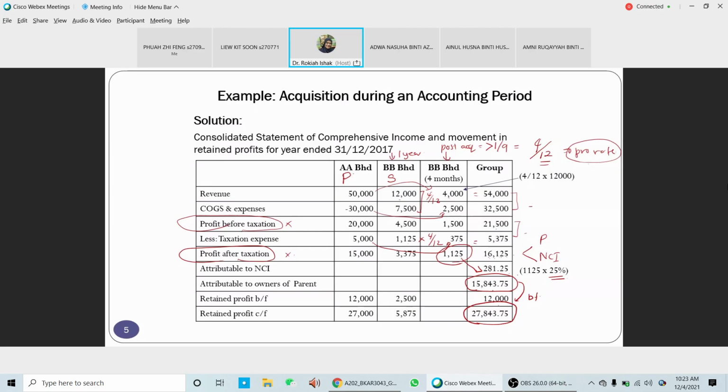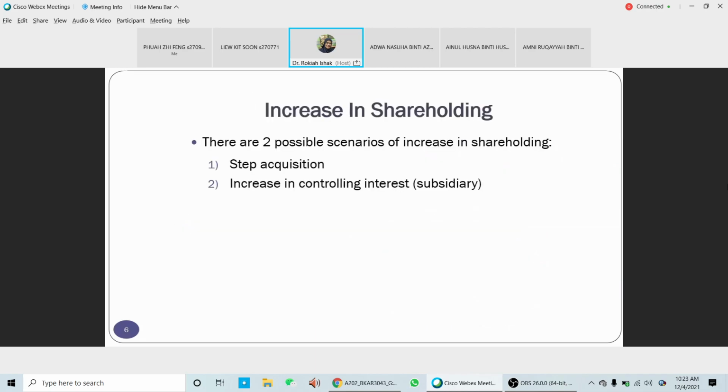Okay, so the next one we have is the increase in shareholding. For the increase in shareholding here, we have two scenarios that make an increase in the shareholding. The first one is step acquisition. In step acquisition, you start with maybe 10%, and then you add another 20%. It now becomes 30%, not yet control, and then you add another 30%. So now it becomes 60%. Once you have 60%, then you have control.